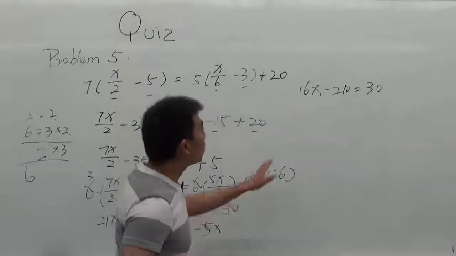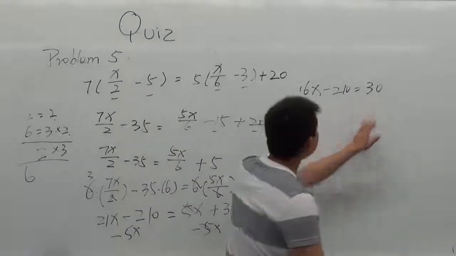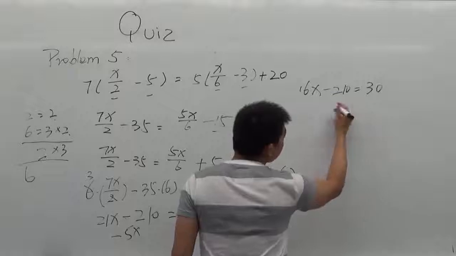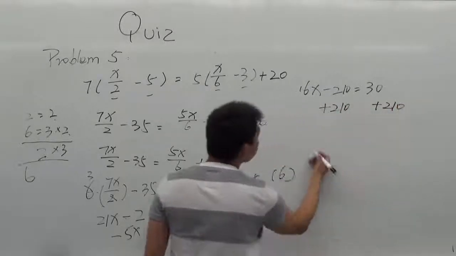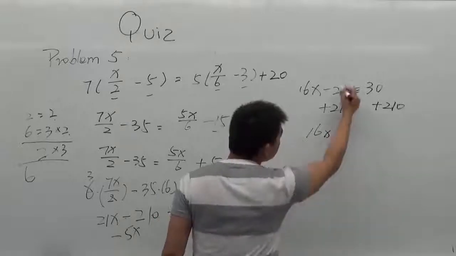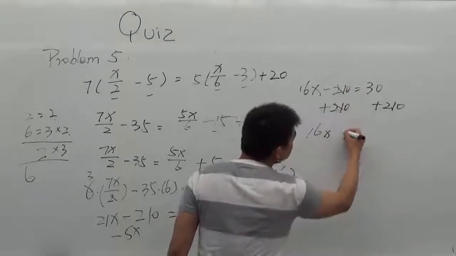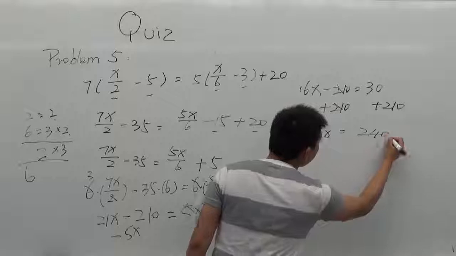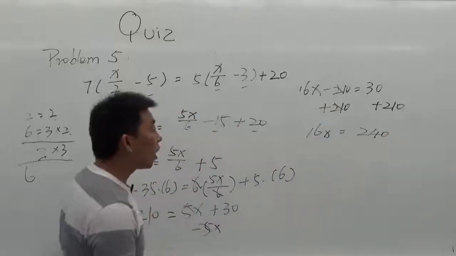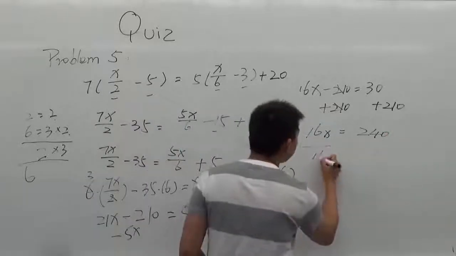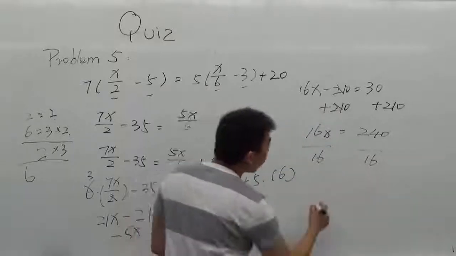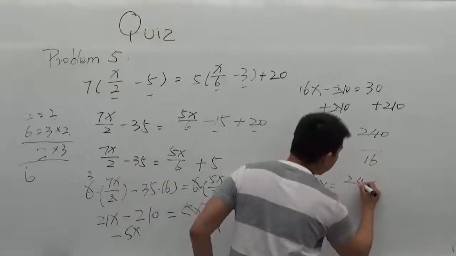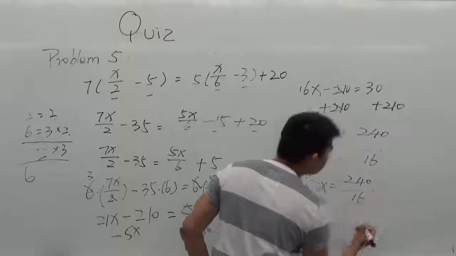Then we can move the numbers to the other side. Here's minus 210, we need to add 210. Then we have 16x, 210 and 210 cancel out, equals 240. Then we divide both sides of the equation by 16. Then we have x equals 240 over 16.